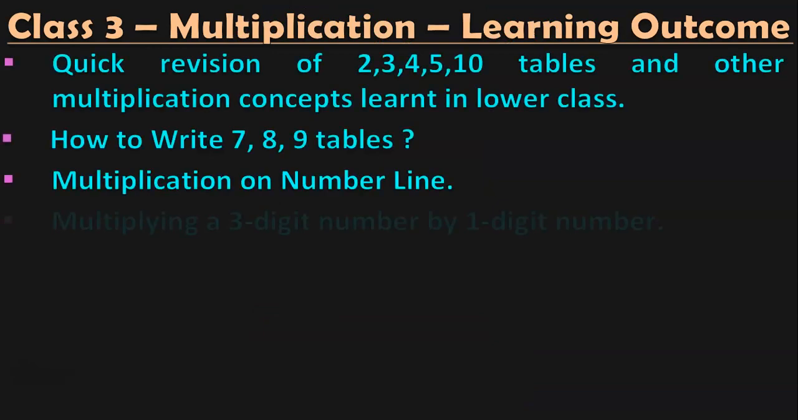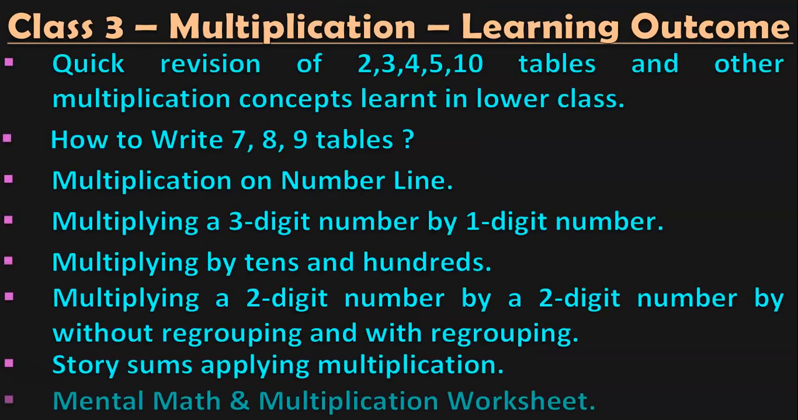Dear viewers, these are all the learning outcomes in class 3 under the topic multiplication for the children. So in this we have completed quick revision of 2, 3, 4, 5, 10 tables and other multiplication concepts that the children have learnt in lower classes. It is done in a separate video. Next we saw how to write 7, 8 and 9 tables by properly understanding, and then we did multiplication of these tables on number line.